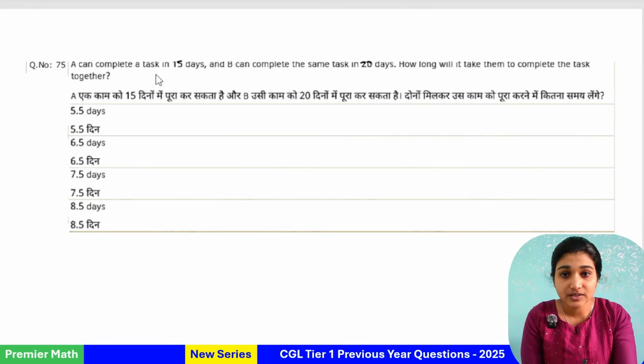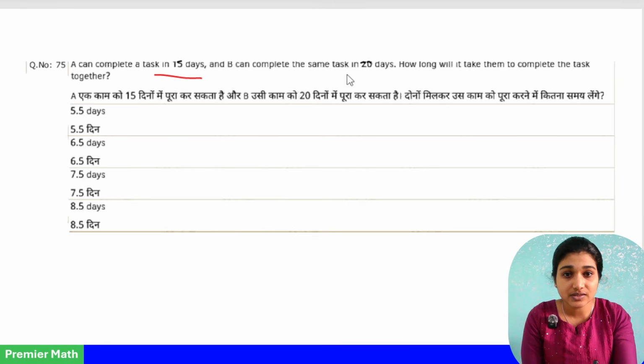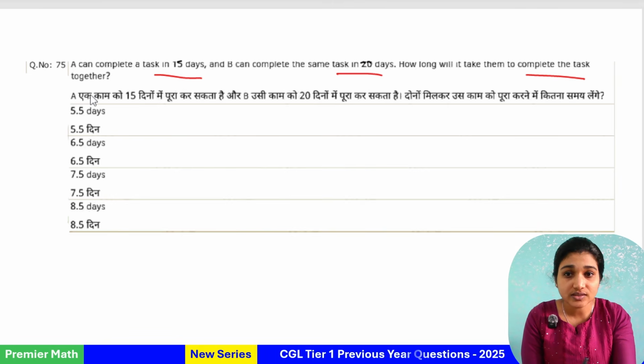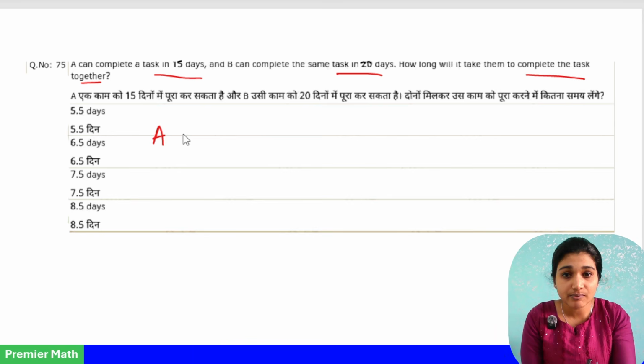A can complete the task in 15 days. B can complete the same task in 20 days. How long will it take them to complete the task together? Here A completes it in 15 days, B completes the same task in 20 days. Both are doing the same work.